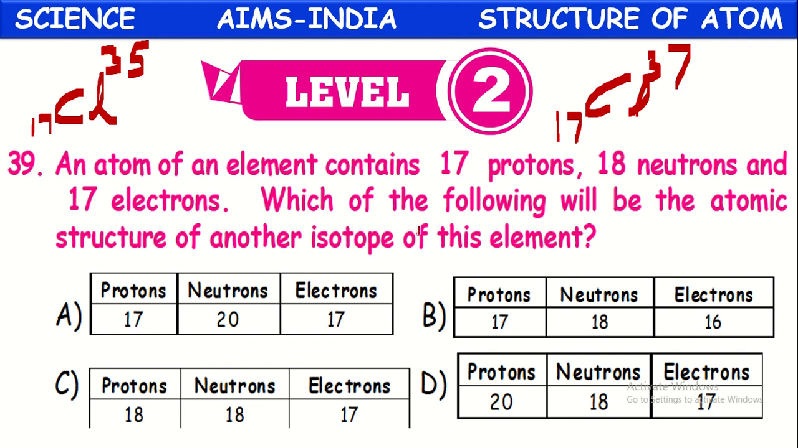To be an isotope, there should be the same number of protons and the same number of electrons. Only the neutron number should be different. So protons should be 17, and electrons also should be 17. Where is it? Only here. Okay, this is the correct answer. Next.